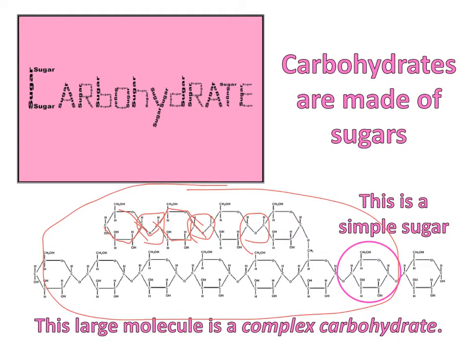Each of these little units, right here, the first one circled in pink, is a monomer. So each unit is just a simple sugar. So carbohydrates are made of sugars. A large molecule is a complex carbohydrate, and the monomer is a simple sugar. Just repeating units where these rings are holding hands. So when each simple sugar holds hands, when they're linking together, they form a complex carbohydrate.